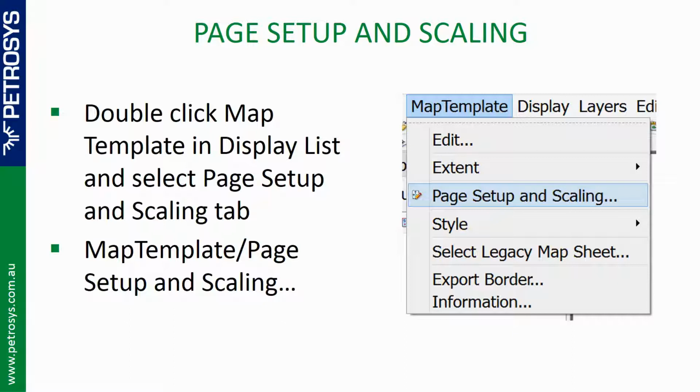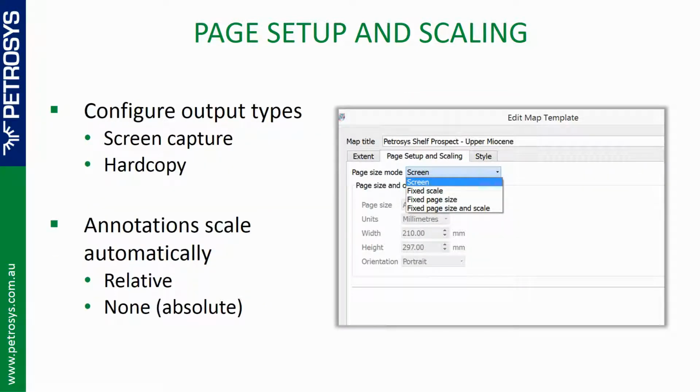The page setup and scaling option can be found in Petrosys mapping under map templates, page setup and scaling. This option is also accessible by double-clicking the map template layer in the display list and navigating to the page setup and scaling tab. Page setup and scaling allows users to configure output types such as screen captures or hard copies. It also allows users to scale annotations automatically.